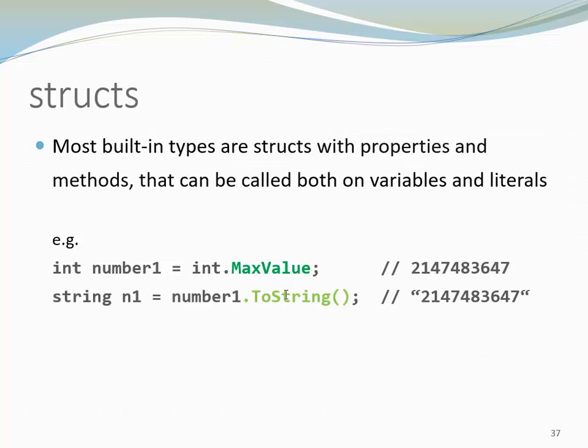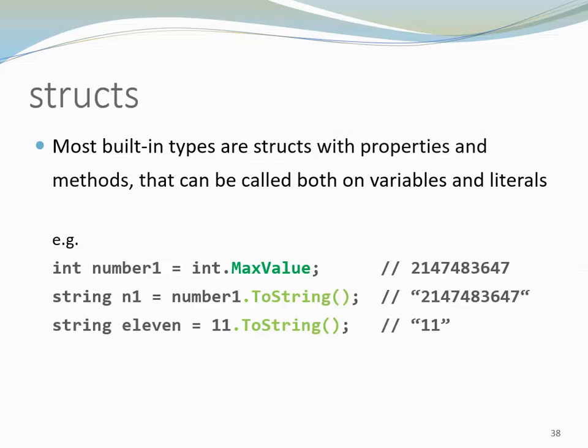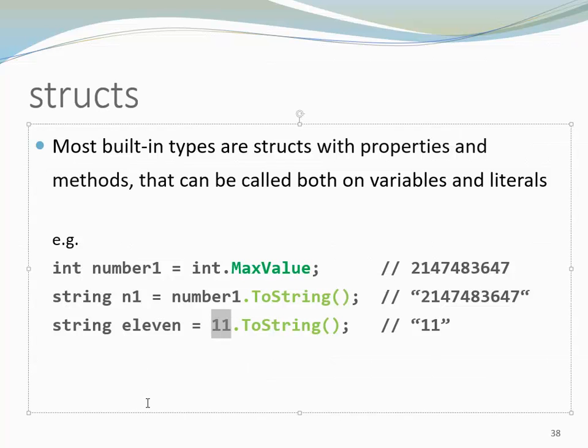Now here we are calling ToString, the method, on a variable number1. Number1 is the variable that includes the largest integer, and now we're turning this to a string, and it gives us a string that includes all those numbers. I could also call this method directly on a literal. Here I have 11, which is an integer literal. I'm calling ToString directly on my literal, and again it's going to create a string that includes the numbers, in this case 1, 1.